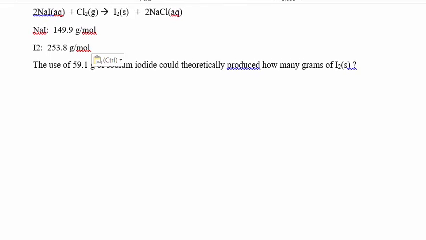And you got this. I remember last year, you were really good at this stuff. So first of all, I'm going to go from 59.1 grams of sodium iodide, and I need to know how many moles that is.